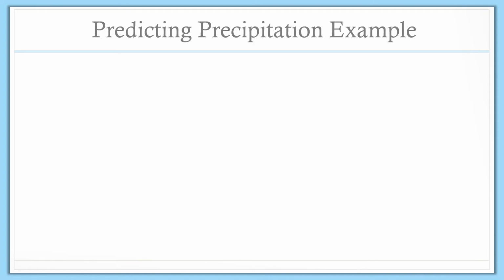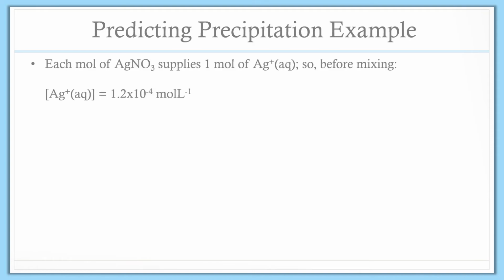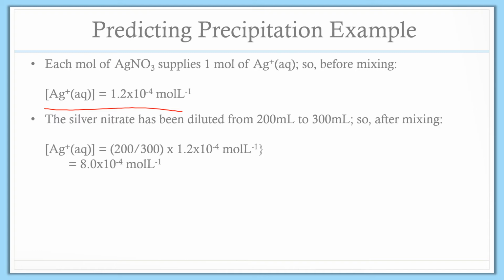Moving on. We want to work out the concentration of silver. This is a little bit easier. Each mole of silver nitrate provides 1 mole of silver, so we don't need to do any multiplying there. We just know that before we mix, 1.2 times 10 to the negative third moles per liter of silver is present. Again, throw that into a dilution factor equation, and we get a total concentration of silver after combination of 8.0 times 10 to the negative fourth moles per liter.